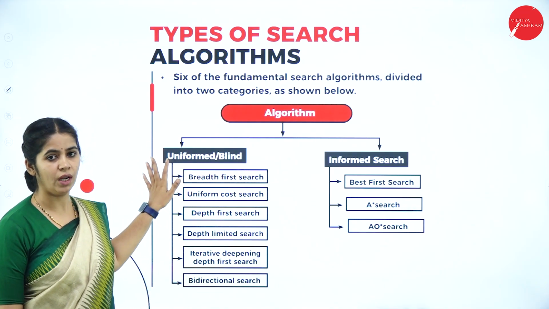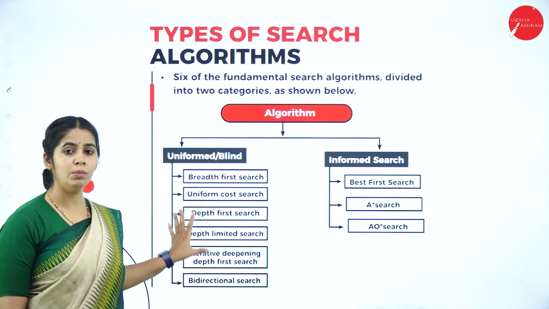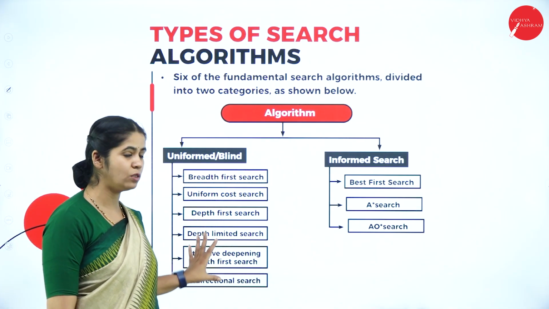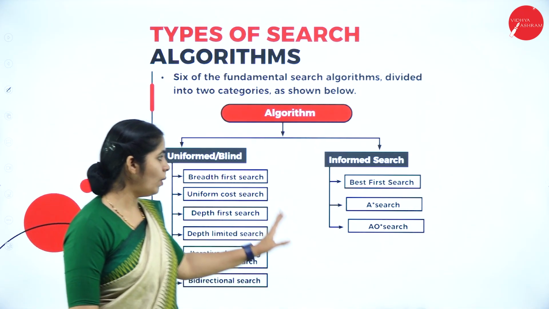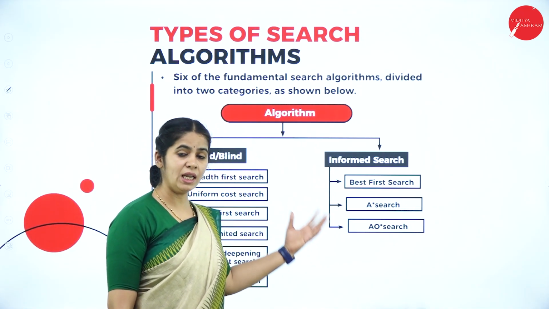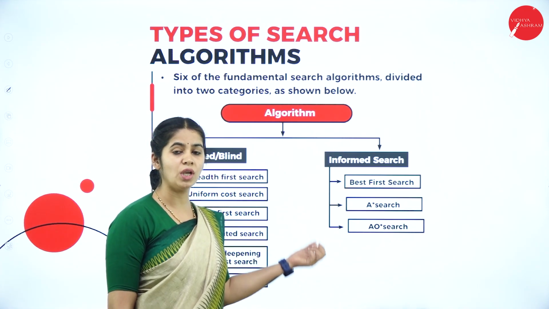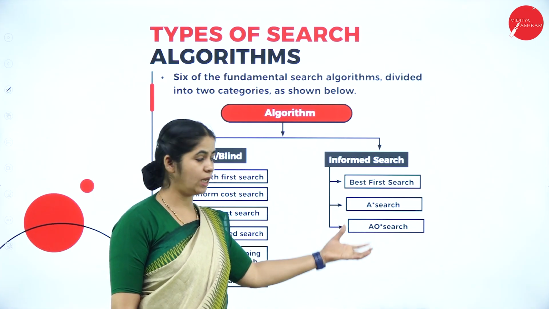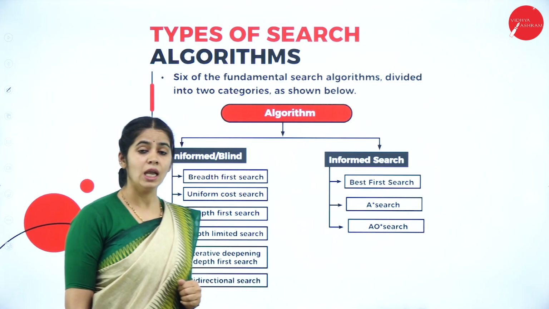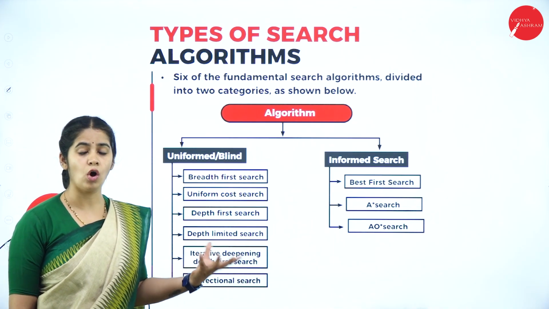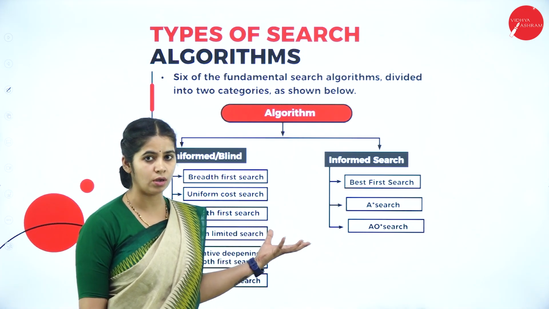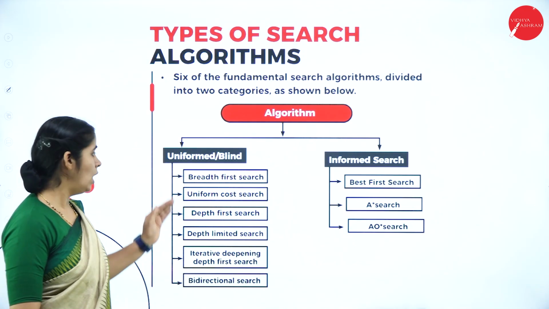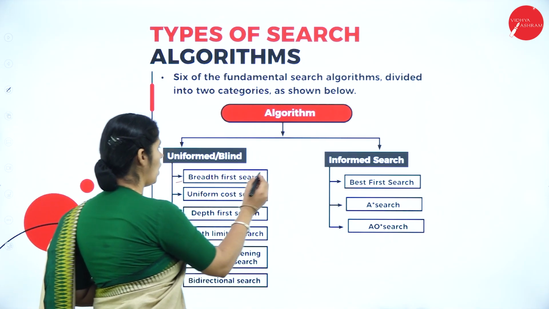As the name itself indicates, this algorithm doesn't require any information to reach the goal. It acts on the current situation. Whereas the informed search has prior knowledge, information about the goal state and how to reach it. That is called informed search, or we can call it heuristic search. So what algorithms do we have in uninformed search? The first one is breadth first search, called BFS.